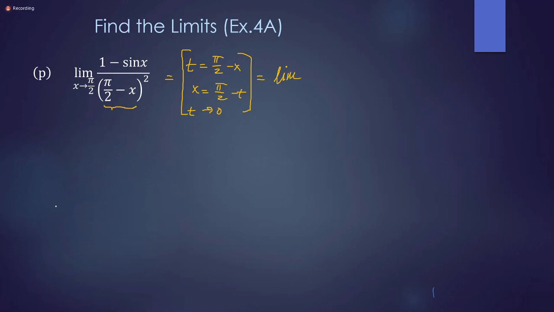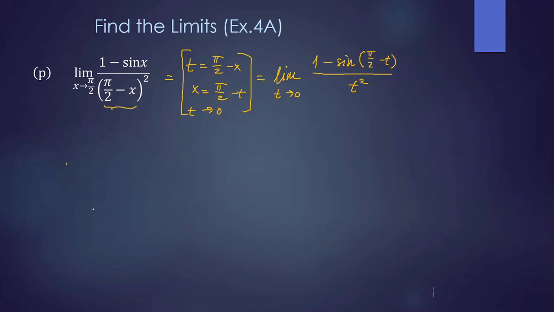I can write 1 minus sine. Instead of x, I can now write pi half minus t. And instead of pi half minus x, I can write simply t, but it's of course squared. Now we notice again the same thing. If we have the angle alpha and the angle 90 degrees minus alpha, we have to remember that for these angles, what is sine for one of these angles equals cosine of that other angle.